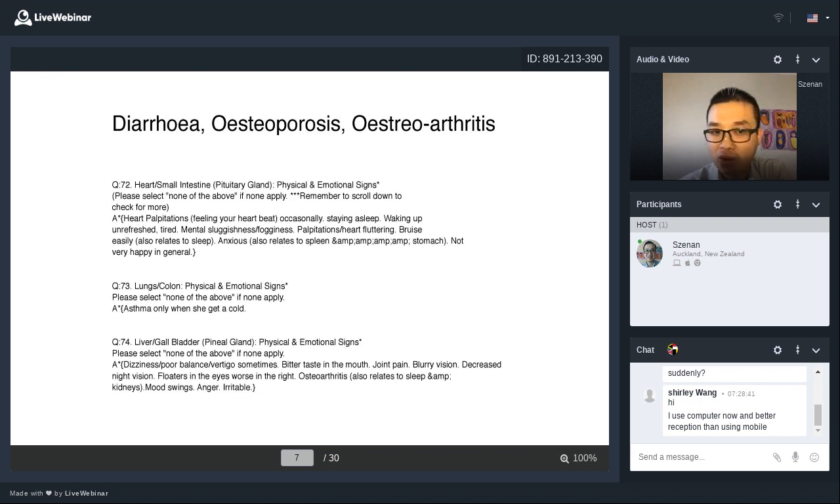Waking up unrefreshed, tired, mental sluggishness, fogginess. All right, some fogginess. Palpitation, heart fluttering, bruising easily, anxious, okay, not very happy in general. This is all about heart conditions. Lung and large intestine condition: asthma, only when she gets a cold, right? That's not so important, but the patient knows that when they feel this, it is actually from the lung.